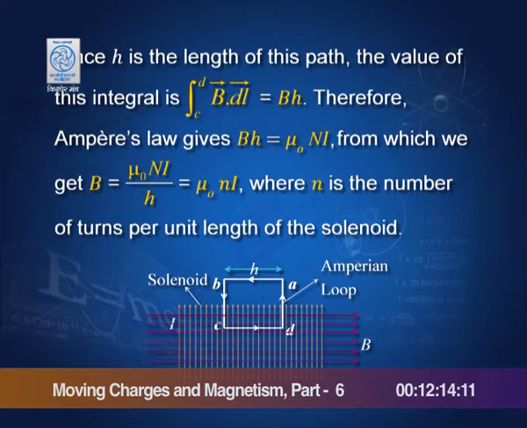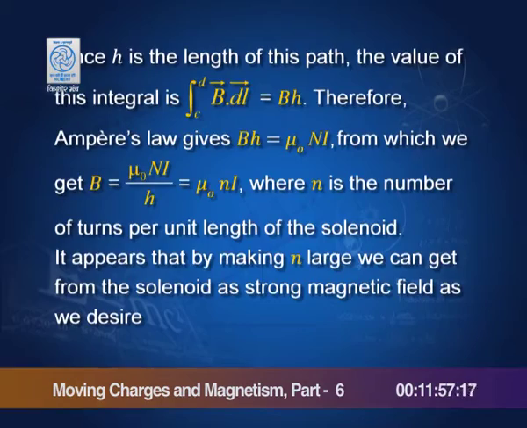and n by h is the number of turns per unit length. Therefore, B is equal to mu 0 small n times I, where small n now represents the number of turns per unit length. And you can see that because this n is within my power, I can make n large or small, and therefore, I can adjust the field. In fact, the solenoid is useful only because we can have fields of the strength we desire, and by making n as large as we need, we can make the field very strong.